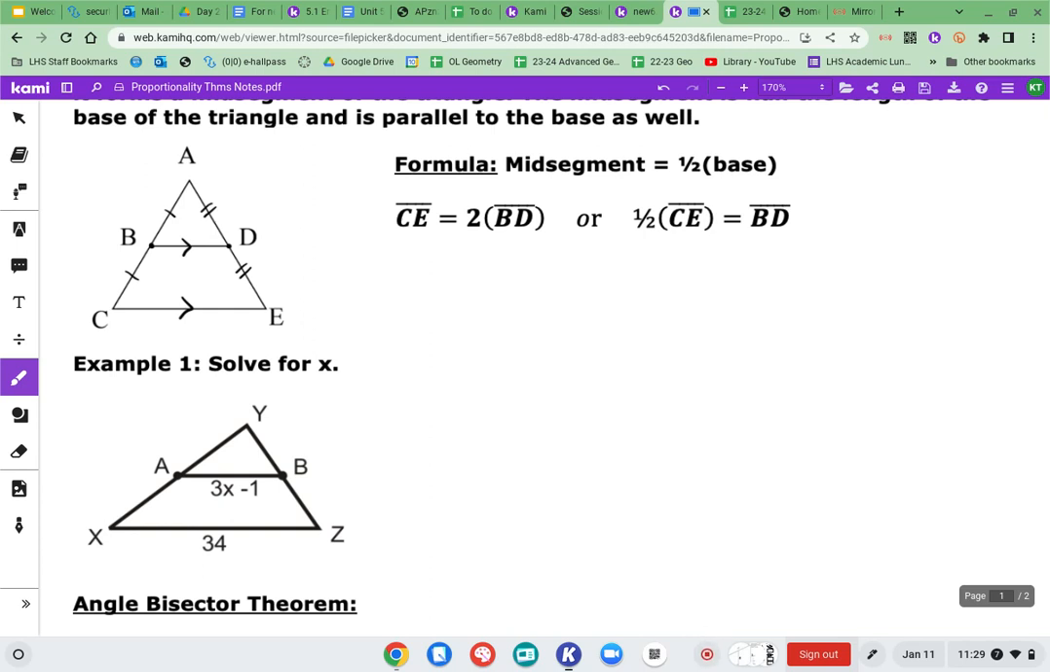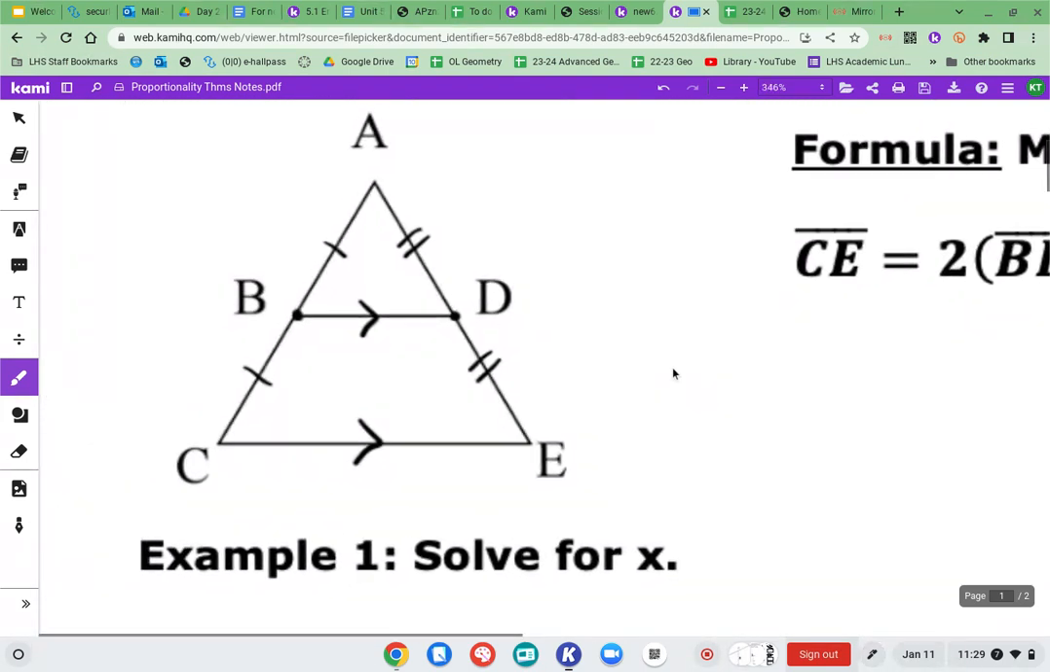Okay, so the first proportionality theorem and vocabulary word that you need to know is mid-segments in a triangle. Mid-segments are when two midpoints are connected by a line. For example, in this picture, B and D are midpoints. We know that because of the tick marks on either side of them, and it's connected by a line.